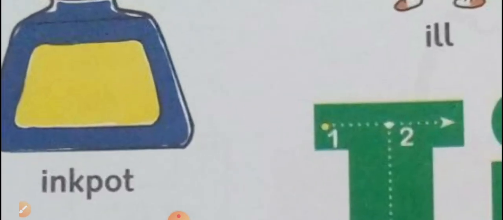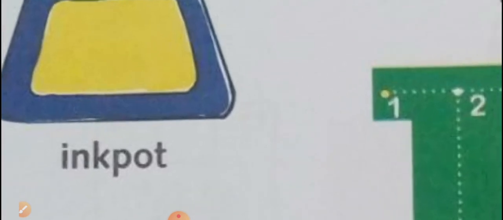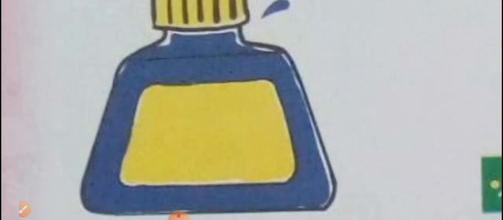Okay, children, what is this? This is an ink pot. Ink pot. You know what an ink pot is? An ink pot is a small bottle and there is a liquid inside and that liquid is called ink. Ink. E. So, see, this letter I is written over here. I, E. Ink pot. There is ink inside this bottle and we use the ink in writing.